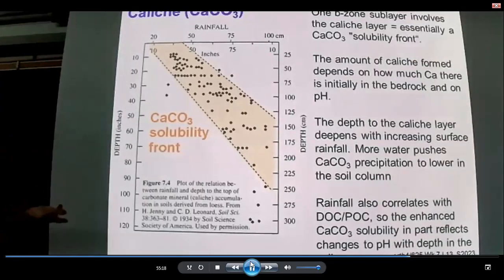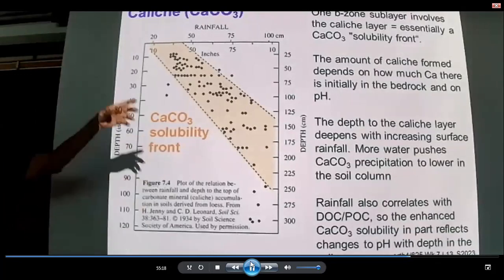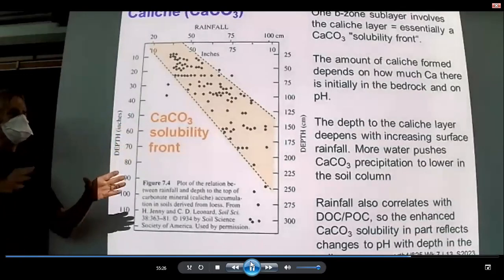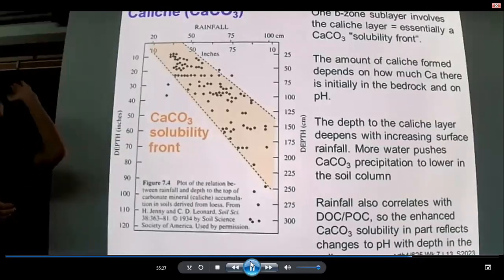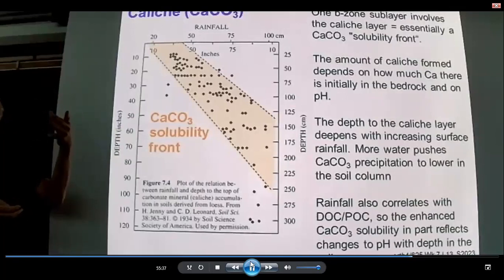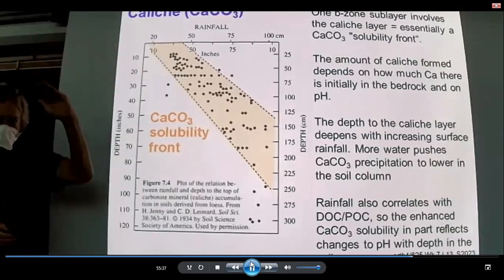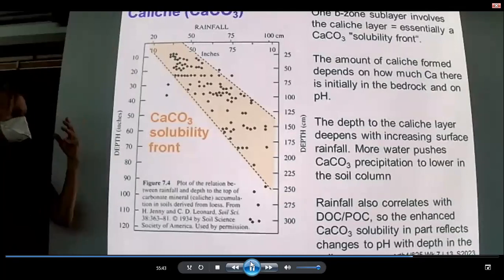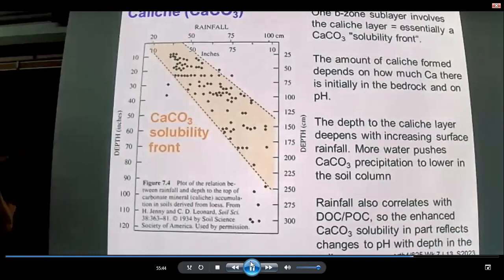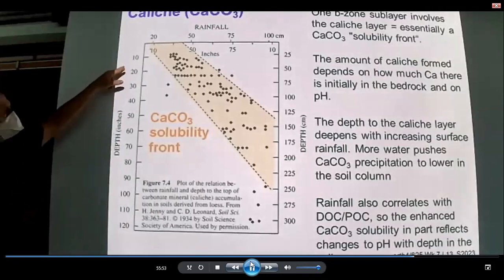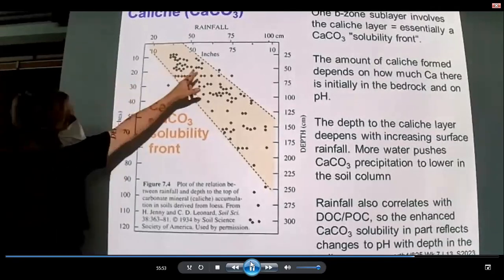Now, calcium carbonate precipitates from a soil as two things happen: as the pH increases with depth and as the organic matter content decreases with depth. So the more rain, the more biological activity we tend to have on the surface, therefore the more organic matter, and therefore higher acidity or lower pH in the upper soil horizons. So the farther the soil water has to percolate down the soil column to reach moderate pHs where calcium carbonate is no longer soluble and comes out of solution.